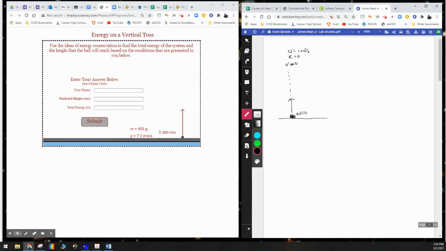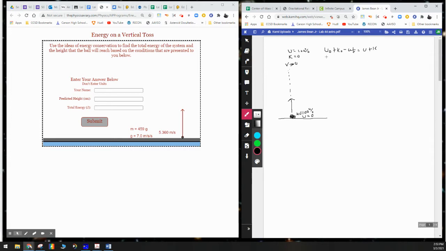At the bottom here, when it takes off, the kinetic energy is going to be 100%, and the potential energy is going to be 0%. All right, so we'll do our conservation of energy here. We have initial potential energy plus initial kinetic energy minus any work done by friction is equal to final potential energy plus the final kinetic energy.